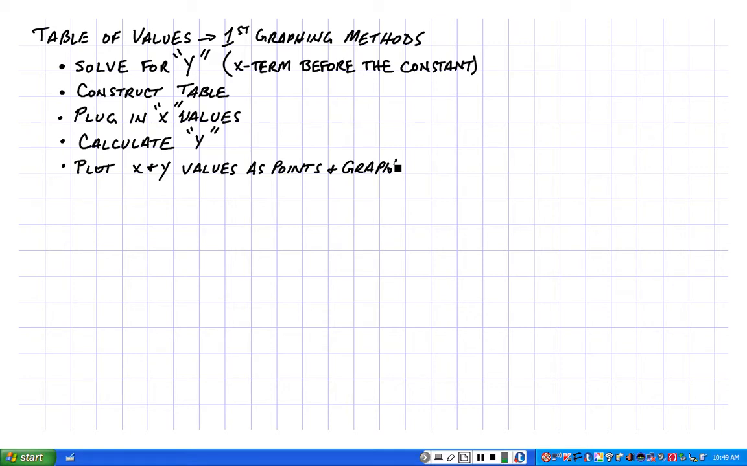So these are the steps we want to follow for graphing using a table of values. You want to solve for y, and make a habit of putting the x term before the constant term on the other side of the equation from y. Construct your table, plug in your x values, solve for y or calculate your y, and then plot your x and y values from your table of values as points on a graph.